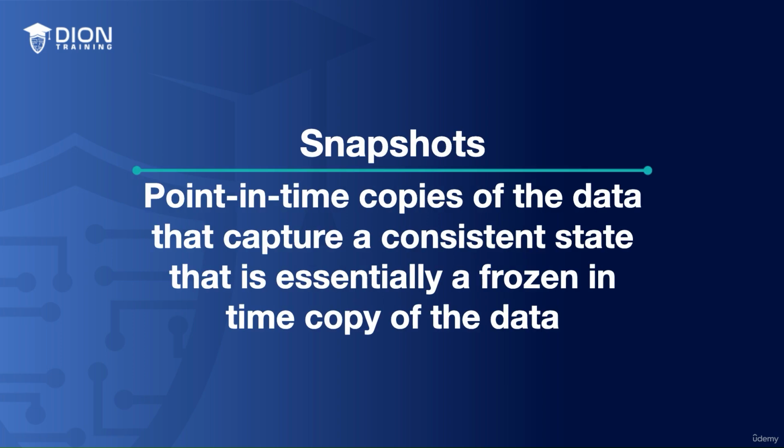Fourth, let's explore how snapshots are going to be used as a form of data backup. Now, snapshots are point-in-time copies of your data that capture a consistent state, essentially a frozen-in-time copy of your data. Unlike traditional backups that involve copying all of your data at a specific moment, snapshots are much more efficient because they're only going to record the changes made since the previous snapshot. This efficiency not only reduces your storage requirements, but it also allows for a quicker backup process and more frequent capture of any data changes.